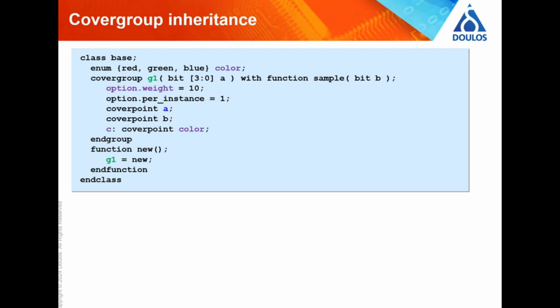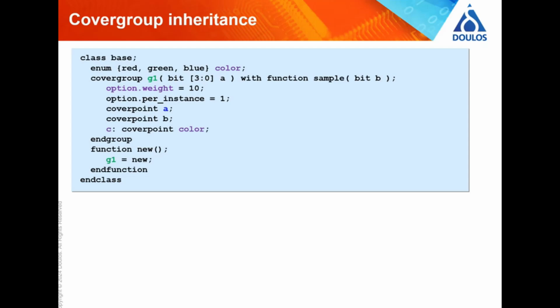Now, in the latest standard, they've added a new feature called cover group inheritance. So remember I asked the question, what if I wanted to cross something from another cover group with something in this cover group? How do I do that? Well, the answer is there's no easy way to do that. But they have added this new feature which allows you to extend your cover groups.